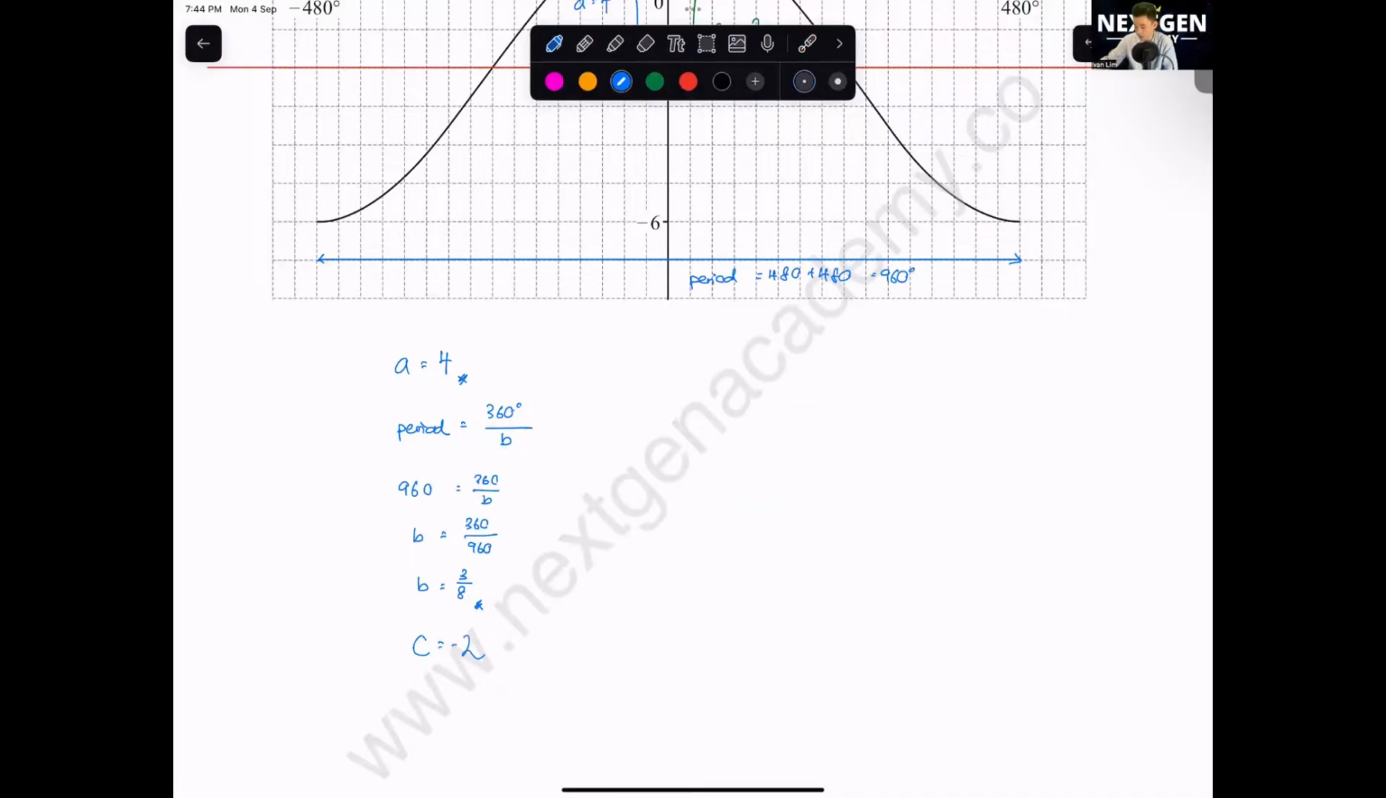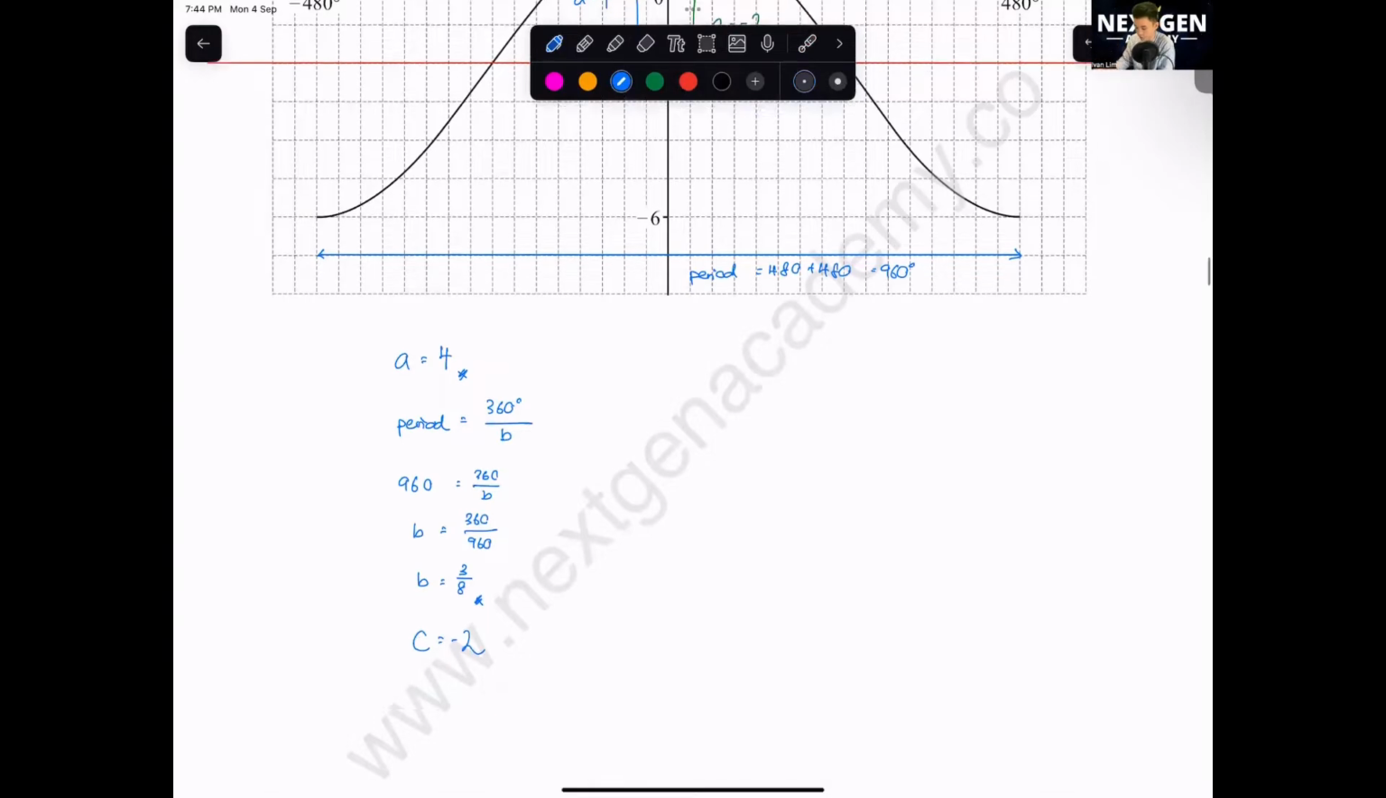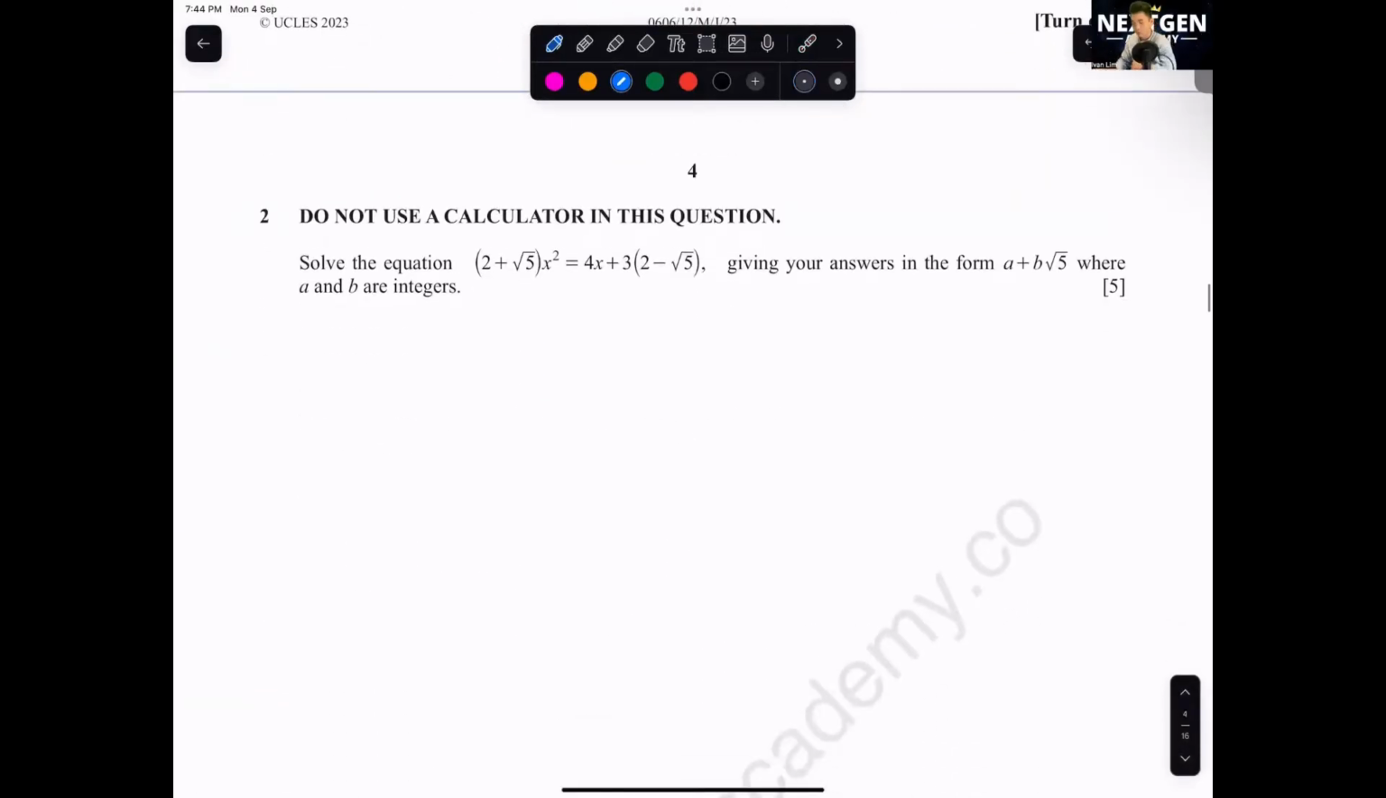Okay, so a equals 4, b equals 3 over 8, c equals -2. Question 1 also threw you all a curveball already, not so straightforward. Okay, let's go. Next question.